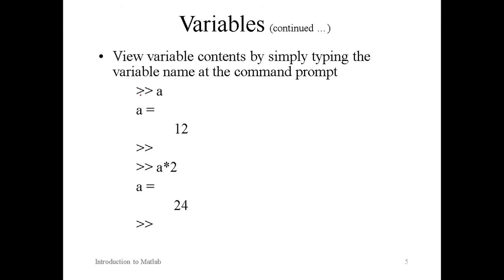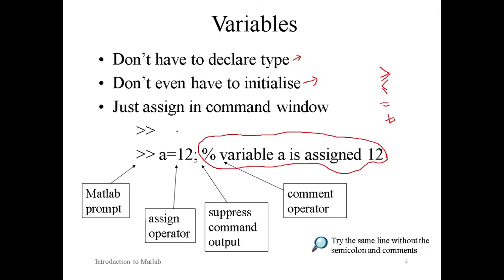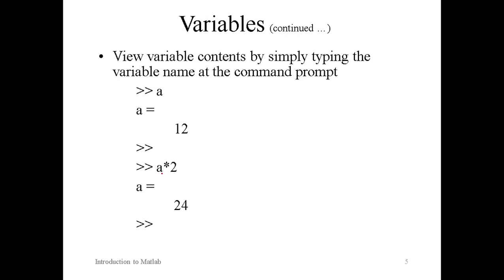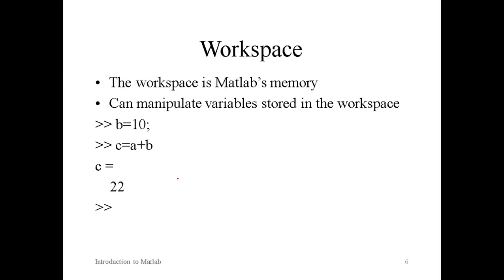Whatever the value of your variable is, it is going to be stored in the workspace. The value of a will be stored in this workspace. There will be the name of your variable, the size of your variable, which can be a scalar or a vector, the bytes, and the class. All this information is stored in your workspace. You can do whatever you want with your variable. If you want to find a square, or any other mathematical calculation, it's up to your application. Now, what is the workspace?